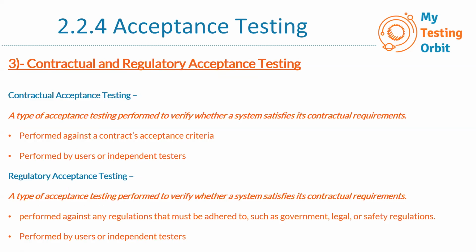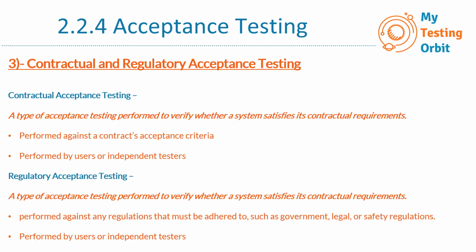The third type is contractual and regulatory acceptance testing. Contractual acceptance testing is a type of acceptance testing performed to verify whether a system satisfies its contractual requirements. It's performed against a contract's acceptance criteria and performed by users or independent testers.